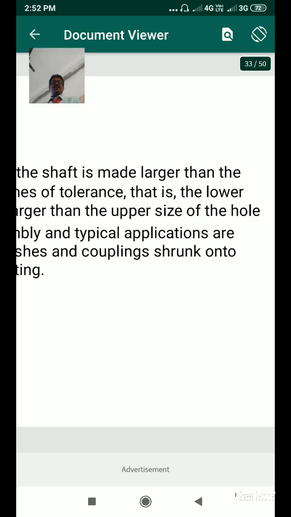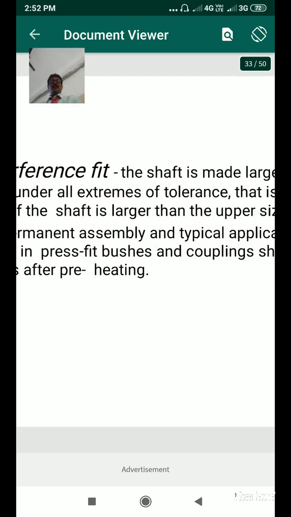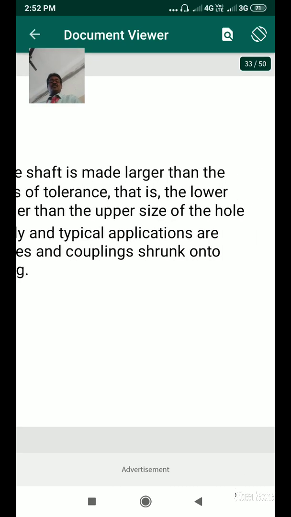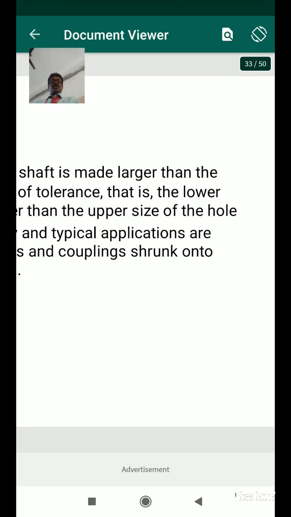The shaft is always larger than the hole under all extremes of tolerance, that is, the lower size of the shaft is larger than the upper size of the hole.